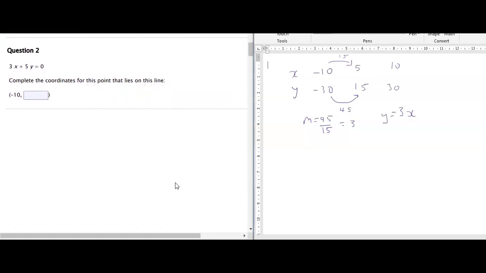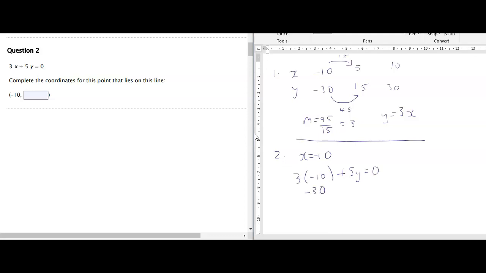All right, question number 2. And I might just label that 2. Okay, 3x plus 5y equals 0. Complete the coordinates for this point that lies on this line. So this just means x is negative 10. Okay, x equals negative 10. So we're just substituting negative 10 for everywhere we see x. We only see it once, which is good. Okay, so let's just solve for that.